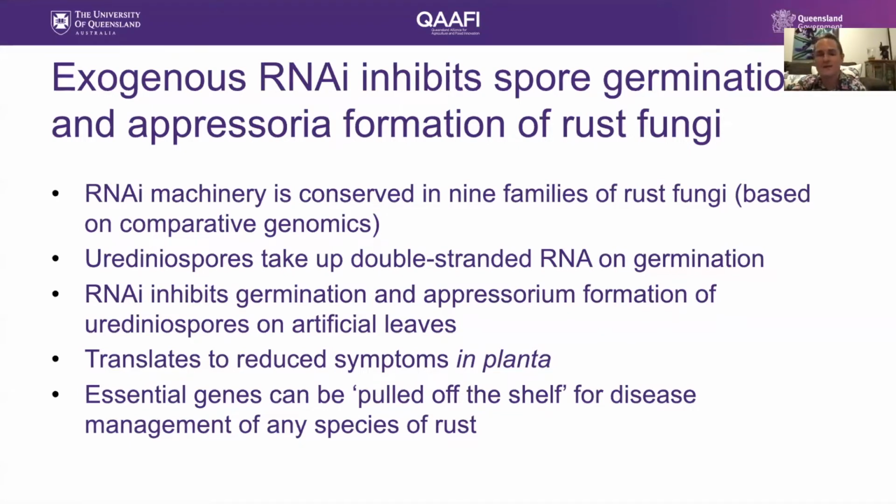You don't need to know the sequence of the rust. You can just use universal primers, get some DNA of your rust, synthesize double-stranded RNA, and you're ready to go. If a rust is going to break resistance to RNAi, then it would either need to mutate at several places along a housekeeping gene, which is easier said than done.